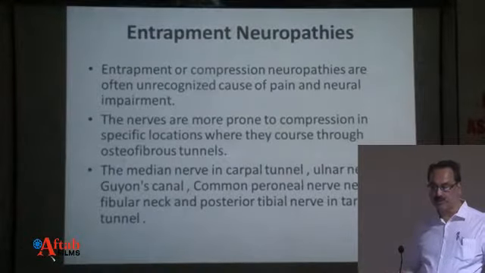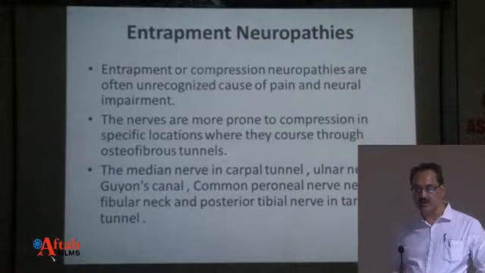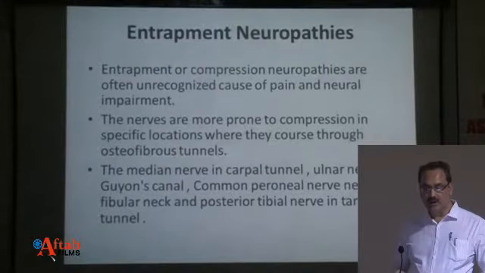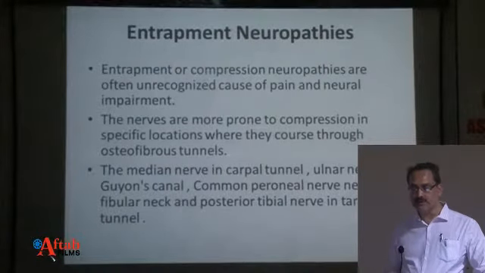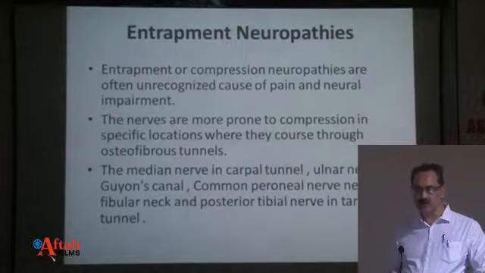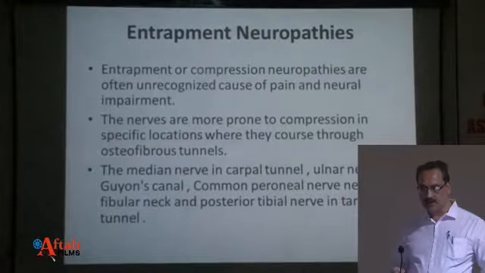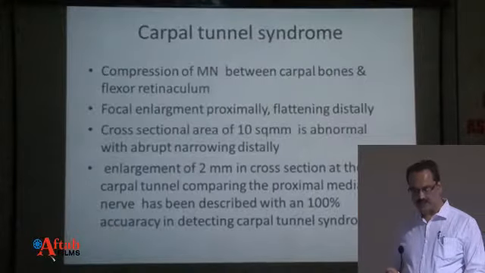Entrapment or compression neuropathies are often unrecognized cause of pain and neural impairment. The nerves are more prone to compression in specific locations where they course through osteofibrous tunnels. That is commonly in carpal tunnel, you get the median nerve compression, in ulnar nerve, in Guyon's canal, which is getting compressed, and the common peroneal nerve near the fibular neck, and the posterior tibial nerve in the tarsal tunnel.